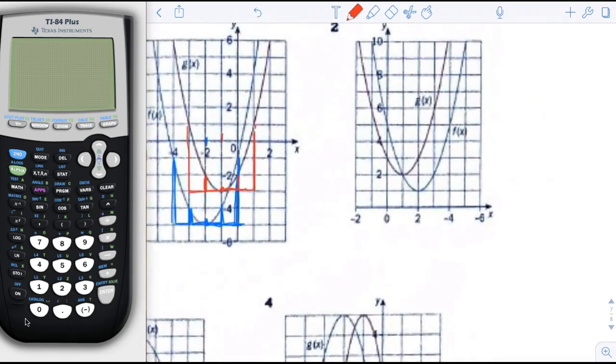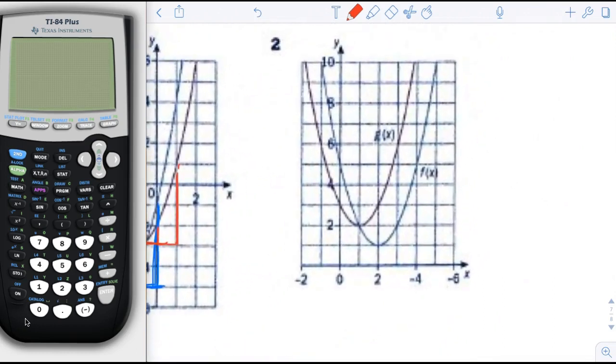Number 2 also has a red parabola and a blue parabola. Let's do the red parabola first. The red parabola has a vertex. Let's see, where is the vertex? I can't really see the x-axis and the y-axis here, but this apparently is the y-axis and this is the x-axis. Okay, so the red parabola seems to have its vertex at (1, 2).